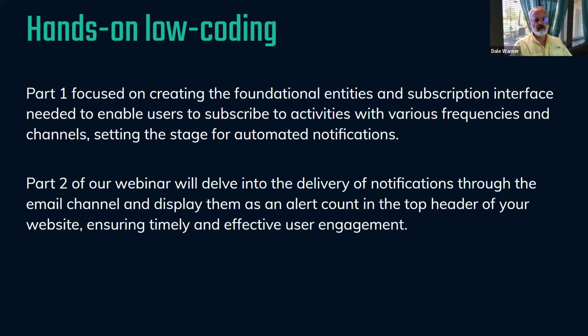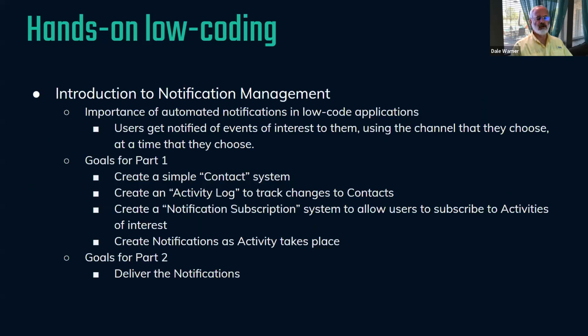We knew that this was going to take at least 2 sessions. Part 1 was the foundational activities, all the entities and subscription kinds of things that we're going to need so that we could do automated notifications. So part 2 today, we're going to get into how to actually deliver the notifications on the email channel. And last thing we'll get into, if we have time, we'll be putting an alert count in the header of a page, the number of alerts waiting that they haven't acknowledged.